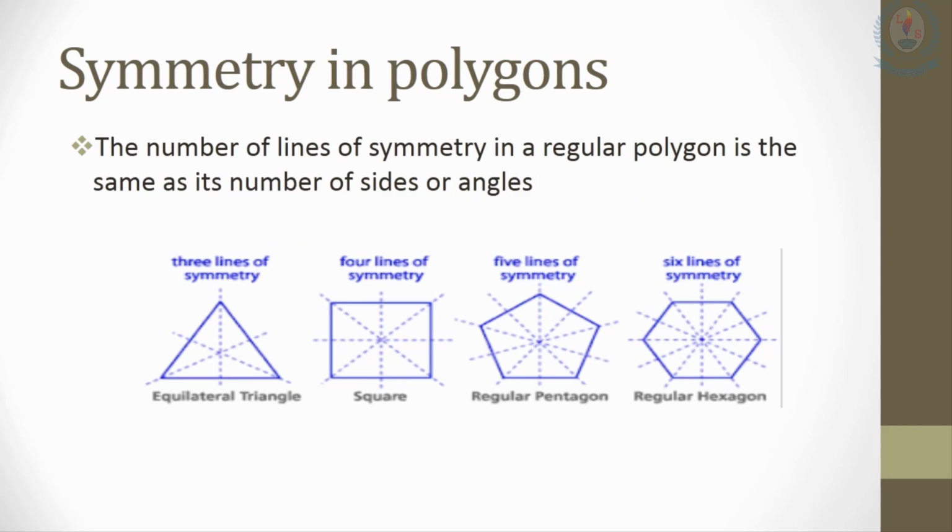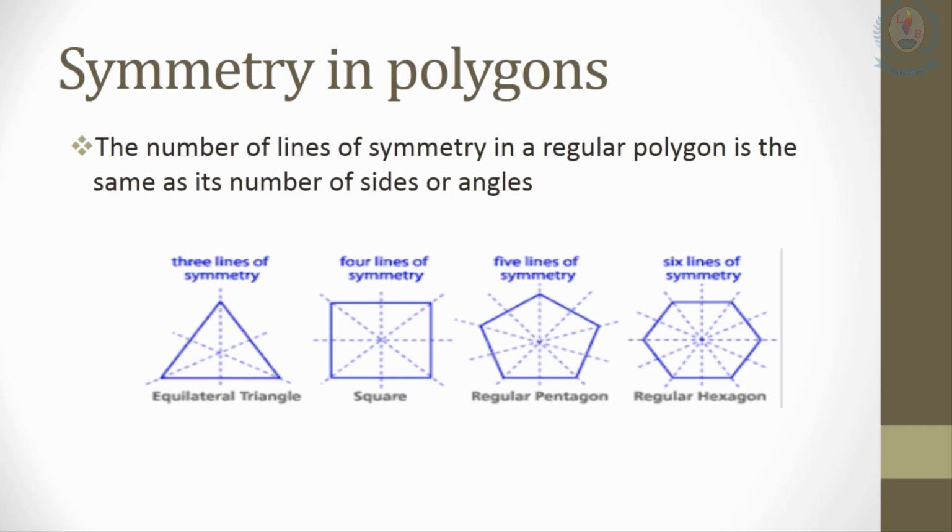Symmetry in polygons. Can you remember that you have learned to identify the lines of symmetry in some shapes by folding the shape along different lines and finding the line along which the shape gets folded exactly into 2 halves? Does the shape always have only one line of symmetry? No. A shape can have more than one line of symmetry, or it may not have a line of symmetry at all. Right?